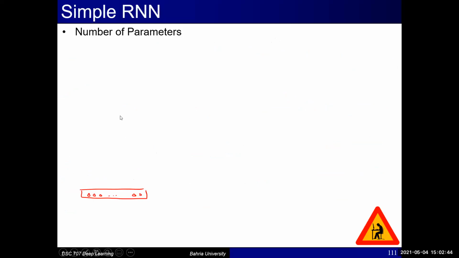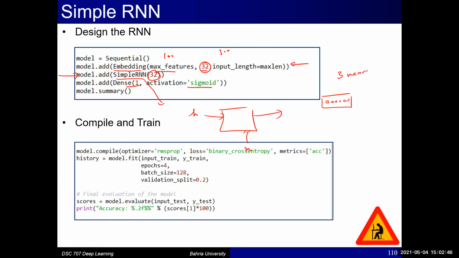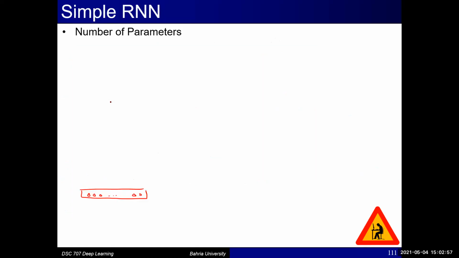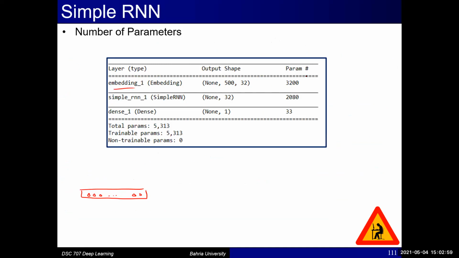A good way to do this is to compute the parameters by hand, and then call model.summary. It will print the parameters layer by layer, so you can compare your computation with what you get from the computer. Now you see the first layer is embedding, 3200. Yes, we predicted 3200. Second layer 2080, yes, fine. And the last layer 33, yes, we computed 33. It's exactly the same thing we computed. If you are able to compute the number of parameters, it is an indication that you have a good understanding of the topic.